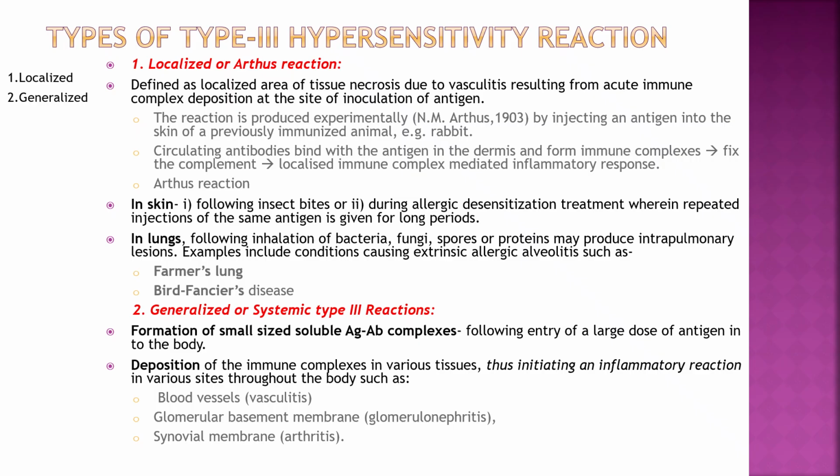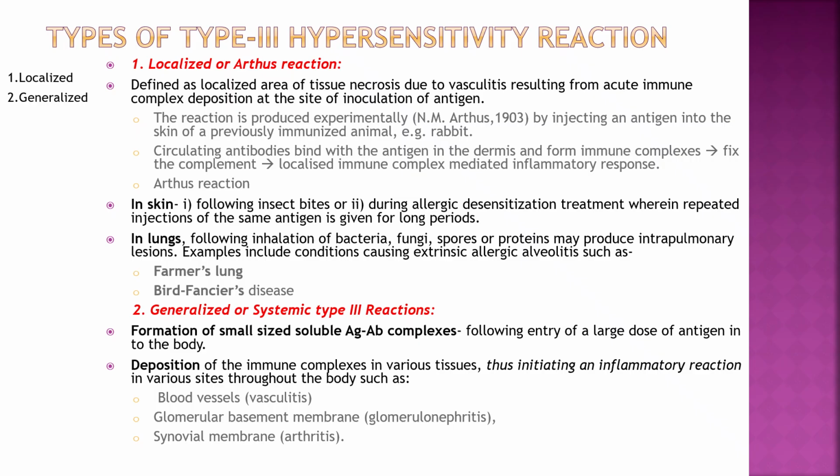The reaction was produced experimentally by Arthus in 1903 by injecting an antigen into the skin of a previously immunized animal, a rabbit. Circulating antibodies bind with the antigen in the dermis and form immune complexes, which fix the complement, producing a localized immune complex-mediated inflammatory response. That is called the Arthus reaction.